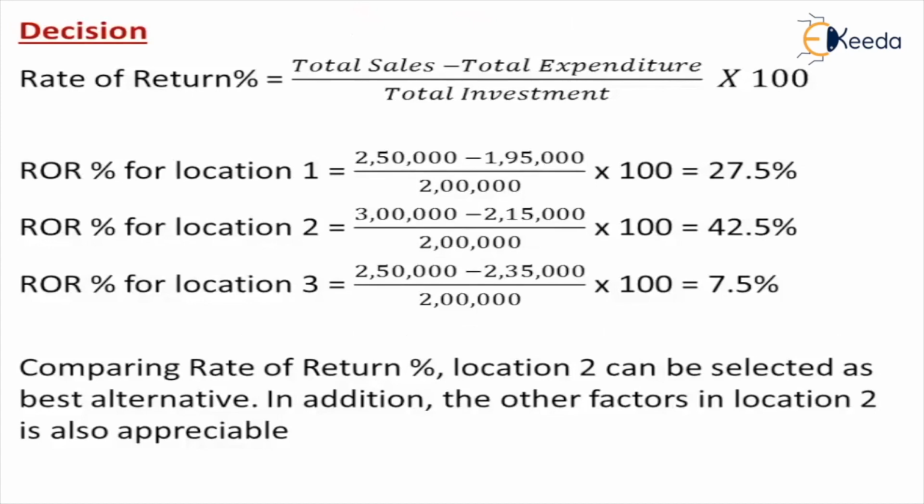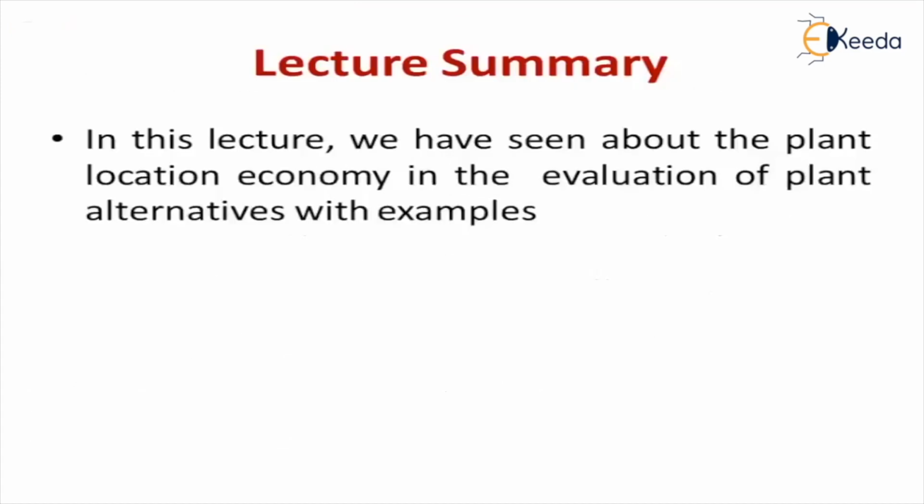So these are the means by which an alternative can be chosen for land use. So in this lecture, we have seen the plant location economy and the evaluation of plant alternatives with examples: one with respect to cost and another with respect to rate of return. Thank you.